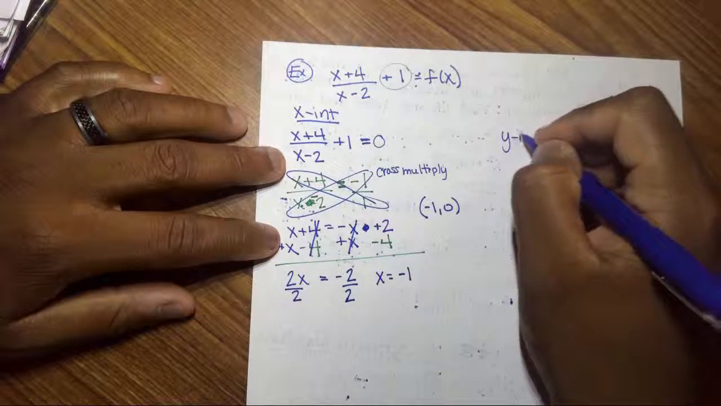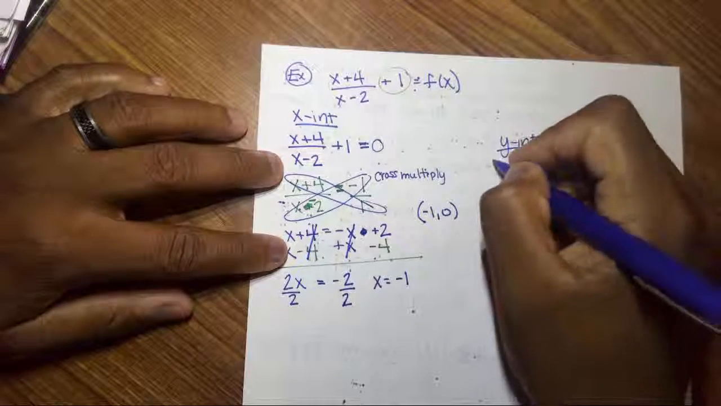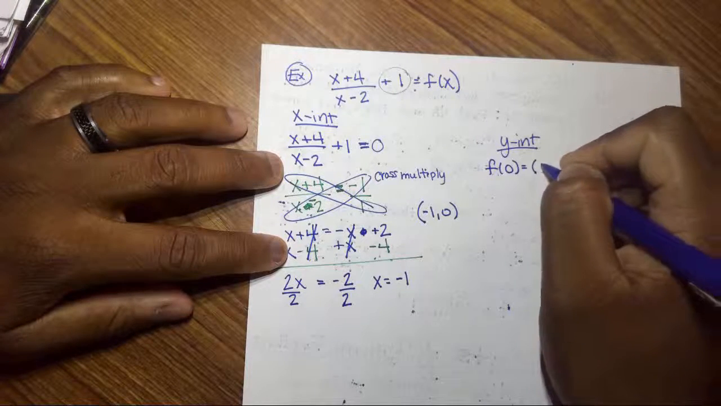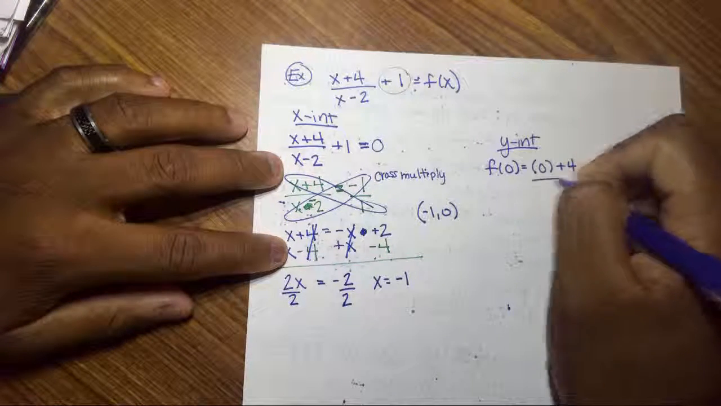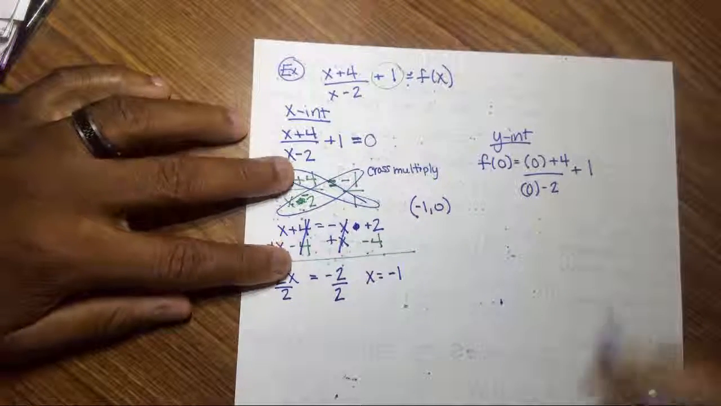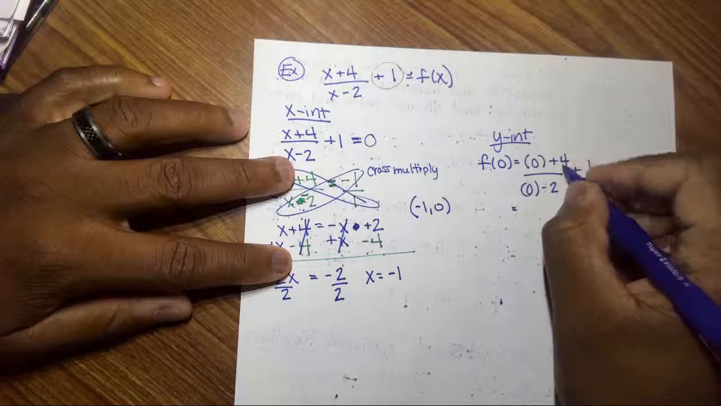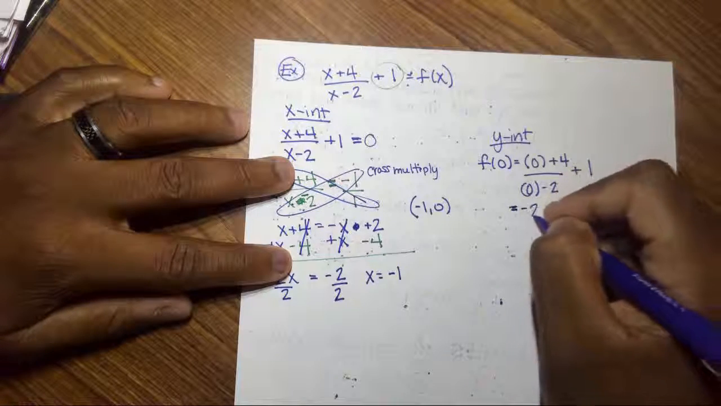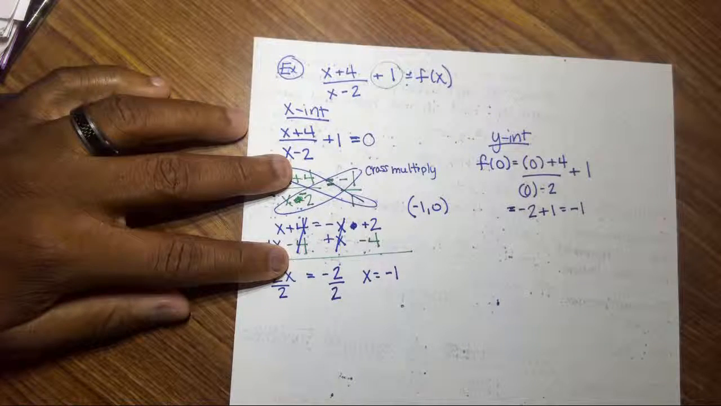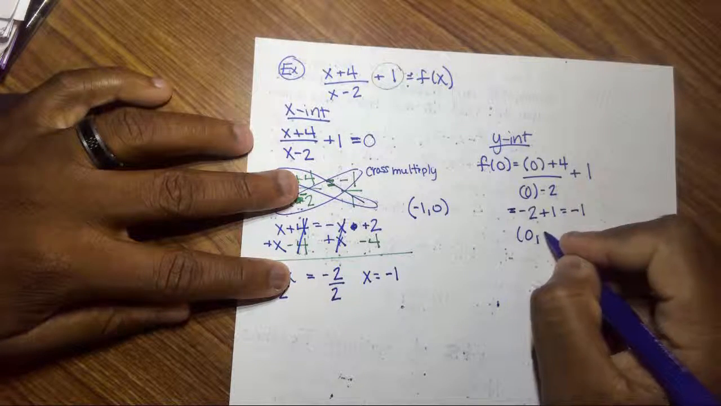How do I find the y-intercept? How do you find the y-intercept here? So set x equals 0. So f of 0 is equal to 0 plus 4 over 0 minus 2. But then you have to add 1 to all of that, right? So this is equal to, what's 4 over negative 2? What's 4 divided by negative 2? Negative 2. And negative 2 plus 1 is negative 1, right? So my intercept is 0, negative 1.